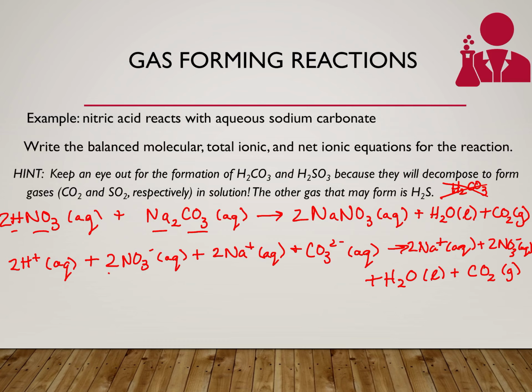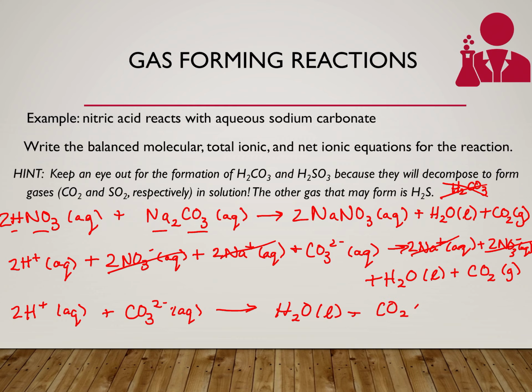So we go through and identify our spectator ions. We have nitrates on both sides, sodiums on both sides, so then we can write our total ionic equation as 2H plus, CO3 2 minus gives us water and carbon dioxide gas. Okay, so like I said, just be careful.